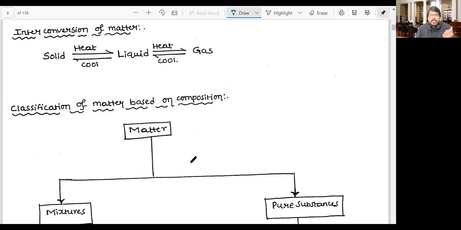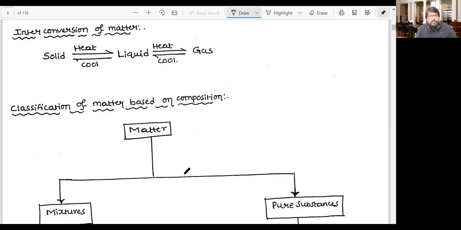So what is the meaning of matter? Anything which occupies space and possesses mass is called matter. It has to occupy some space and it should have some mass. Anything around us comes under matter. So water, of course, definitely it is a matter in liquid state. And table, it is matter. Chair, it is matter. Anything around us, definitely that comes under matter.